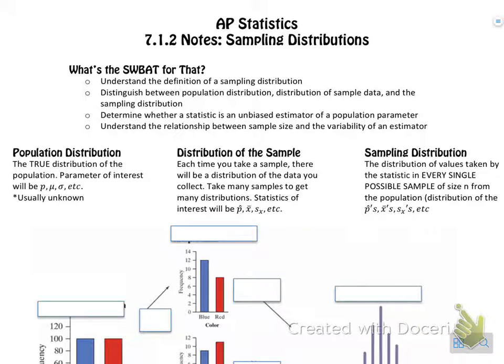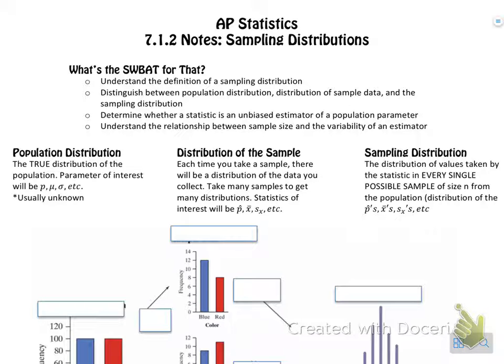Then last but not least is the sampling distribution. Don't confuse these two things, because their names and titles are very, very similar, but they're very different things. The first one is the distribution of one particular sample, but the sampling distribution is the distribution of all the means of all of the samples that you could possibly ever take.